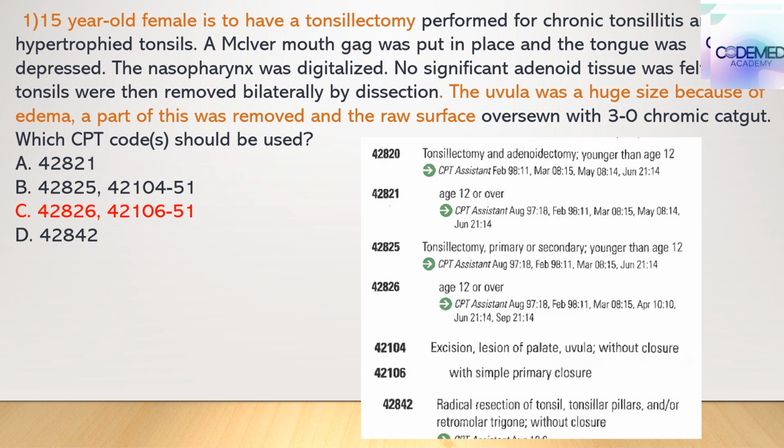Yes, so C is the correct answer because 42826 is this code. It talks about the tonsillectomy, primary or secondary, and the age of the patient is 12 years or above. Our patient's age is 15 years. And then there is another procedure that has happened, that is 42106, the procedure for the excision of lesion of the palate, uvula, without closure and with simple primary closure. In our case, we have done the closure with the chromic catgut. So 42106 is the more appropriate code, and this is the second procedure that has happened. So we will put a modifier 51.